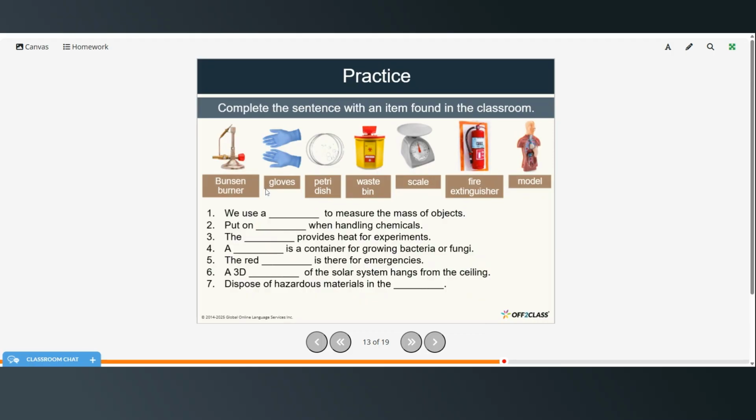All right, again, try the same thing. Pause the video, and then restart when you're ready to check your answers.